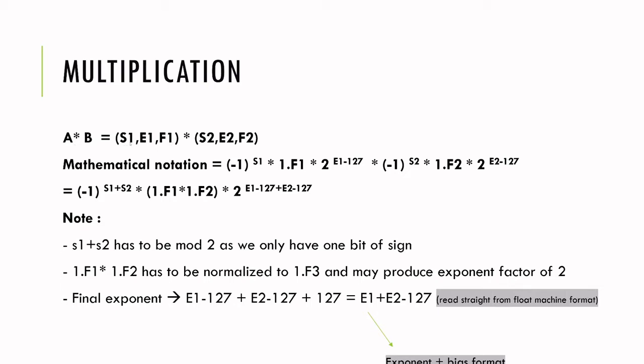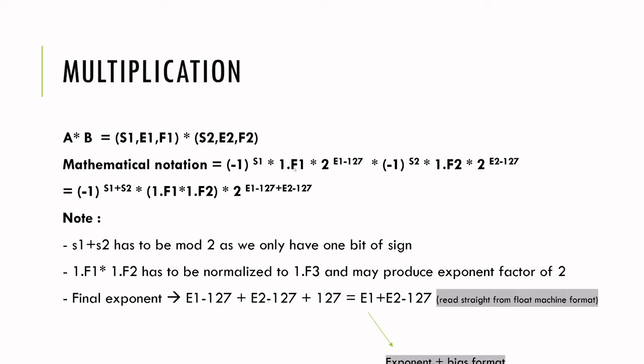The first one has the sign S1, which is a single bit, then 8 bits of exponent E1, and then 23 bits of the remaining value F1. Then you have another number S2, E2, and F2. In mathematical notation, you can write this as (-1)^s1 times 1.f1 times 2^(e1-127). Remember that E1 has a bias of plus 127, so if you want to extract the original number, the exponent would be whatever you read in the machine format minus 127. The same goes for the second number.